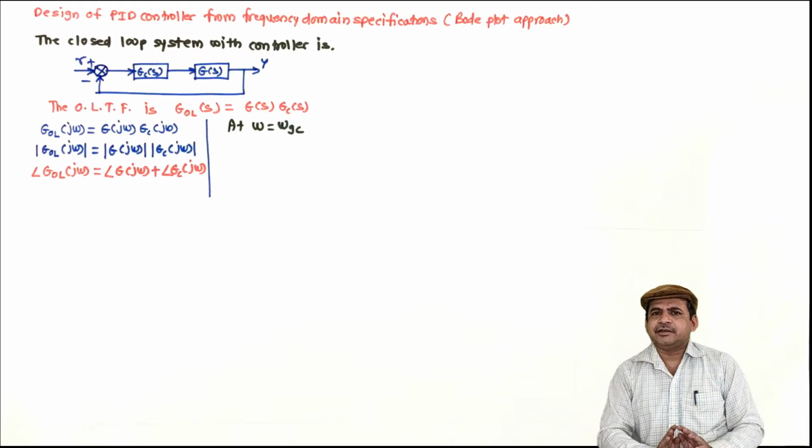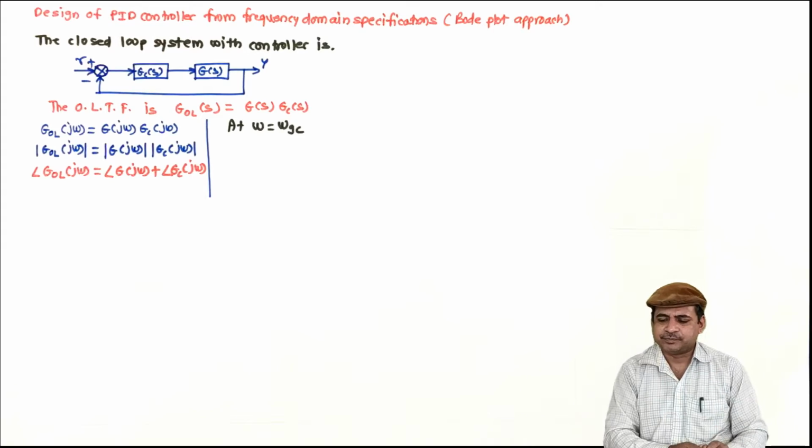In the literature, several approaches are given. Here what we will see, we will consider an approach where we need the gain crossover frequency and phase margin along with a steady state error specification for the PID controller. However, for PI and PD controller, only omega GC and phase margin are enough.